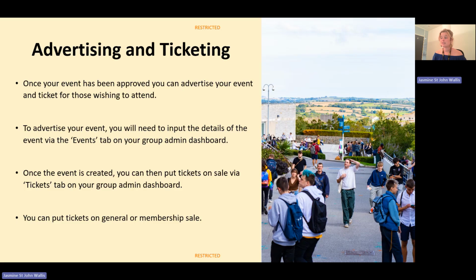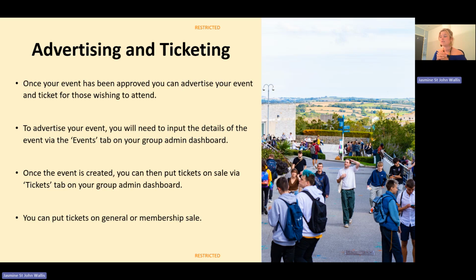You'll need to put the details for your event via the events tab on your group admin dashboard. When it is approved and you can advertise it, please include as much information on there as possible. It's lovely for students to have a look at what actually is going to be happening. It's no good just putting on there the date, the time, and what it is. Please use that section to fill up with as many details as you can. If you need some guidance on that, please let us know as well.